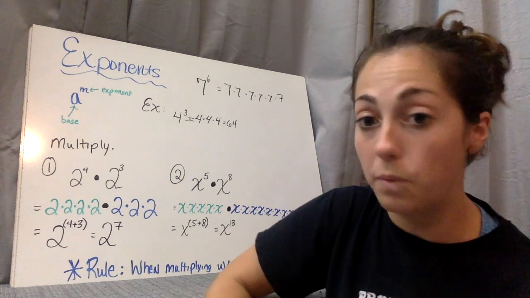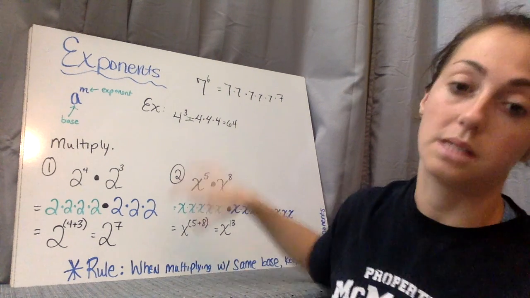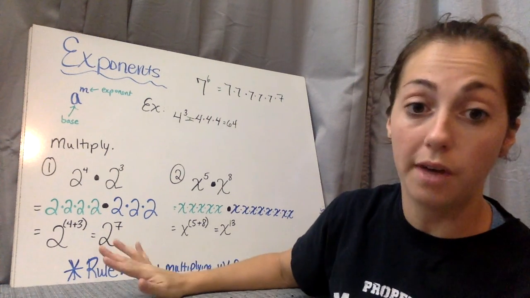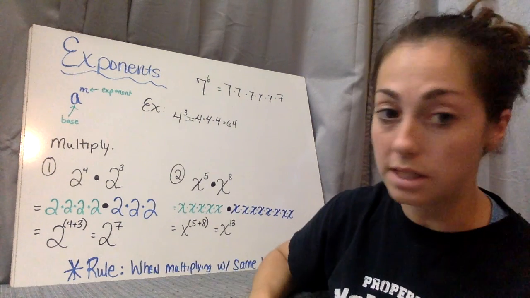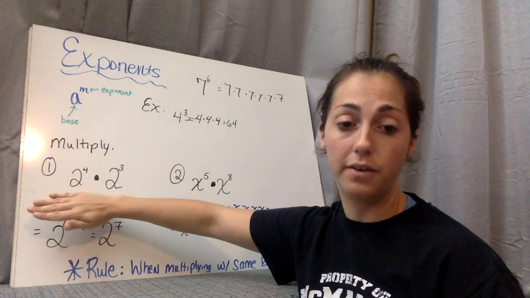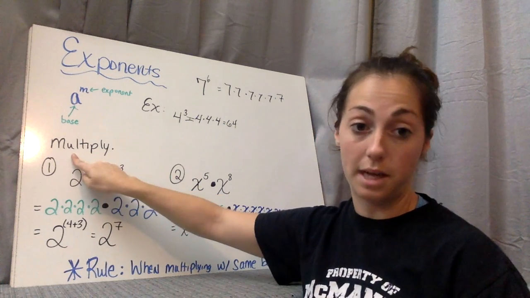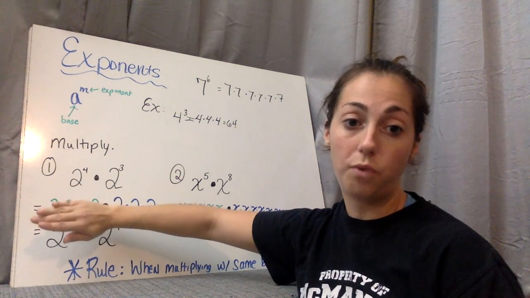Now, what we're going to be working with, you're not going to need to evaluate unless it's a smaller number. So let's not worry about evaluating. We're going to keep our answers looking like 4 cubed. And here's exactly what I mean. So starting with number 1, the directions say multiply. So please get that down. Multiply. Number 1, 2 to the 4th power.